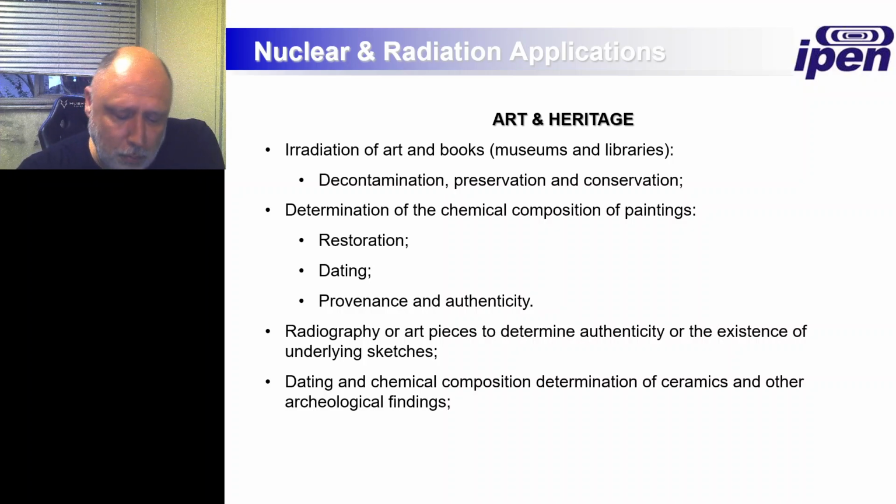So, one simple thing they do is the irradiation of art and books, right? Museums and libraries, very ancient books, for instance, because when you do irradiation, you can sterilize, as we taught several classes ago, and this means decontamination. This means you can get rid of bugs and other kinds of microorganisms that may be living inside those books and maybe even damaging them, mold and everything. So that's for decontamination, preservation and conservation.